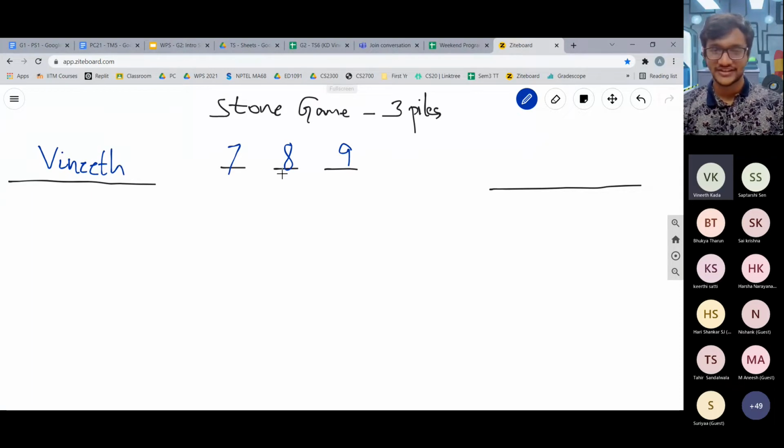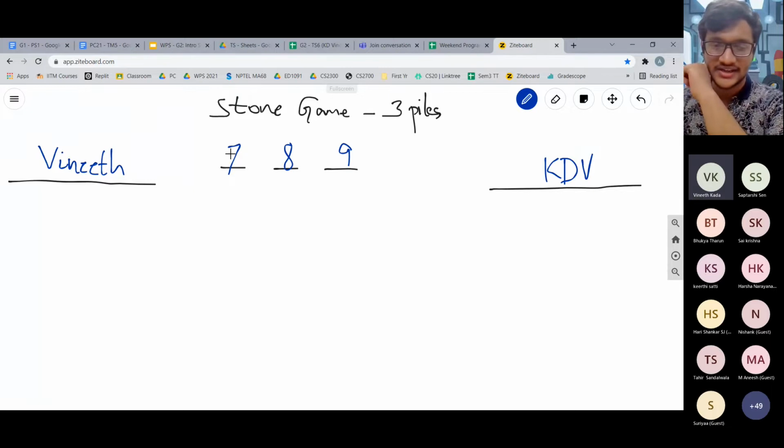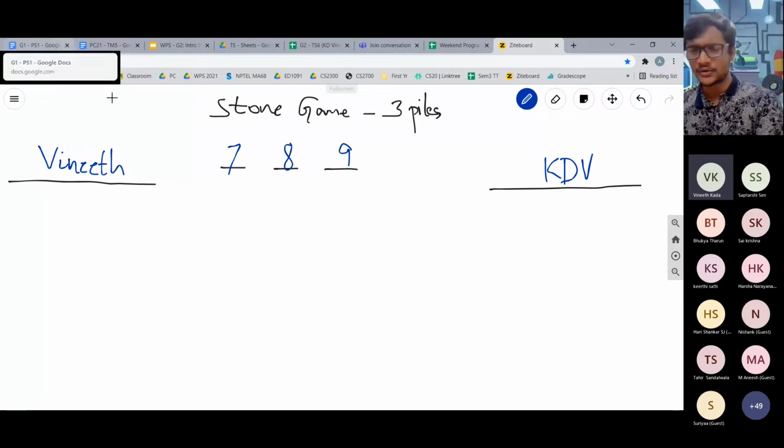Would you like to start or should I start? Yeah, I think I'll start. Meanwhile, others can try to figure out what the strategy would be, like the optimal strategy to play when there are 3 piles. I hope the 2 pile strategy is clear. Just make them equal.